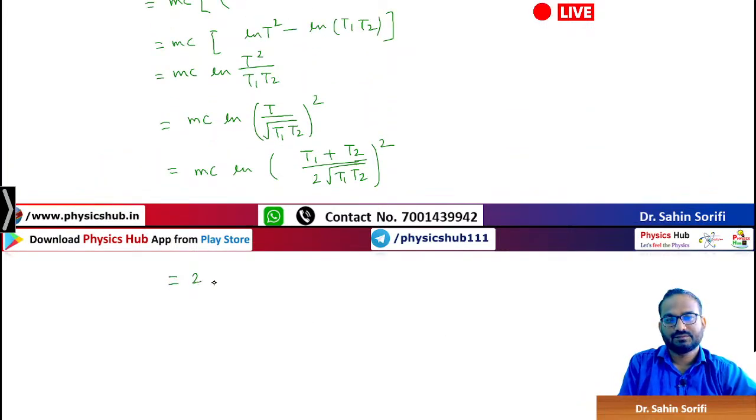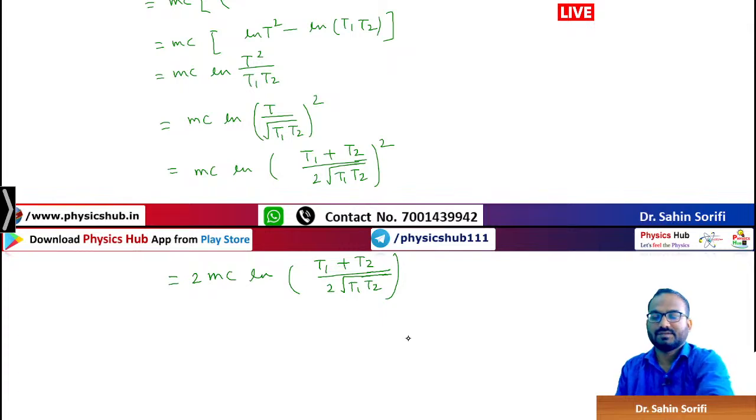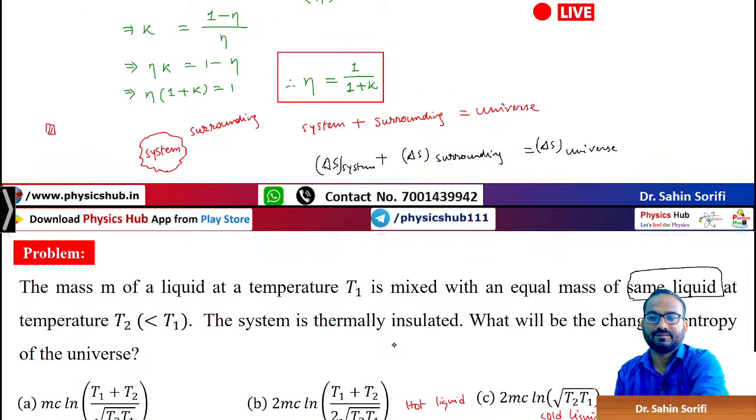And this is equals to 2 times MC ln (T1 + T2)/2 root over T1 T2. Okay, I think it is matching with option C or B.